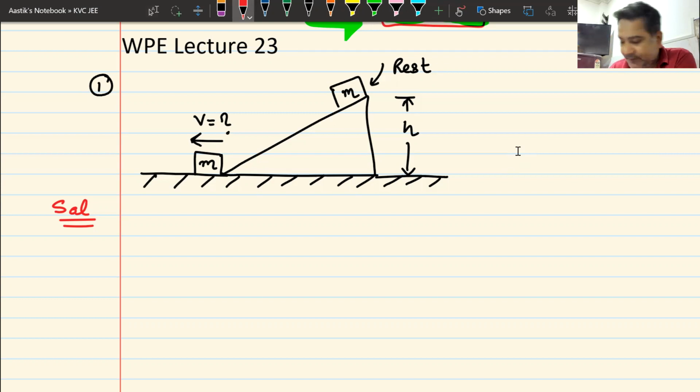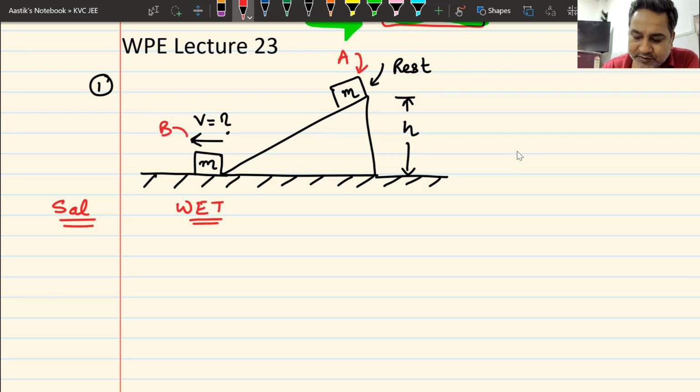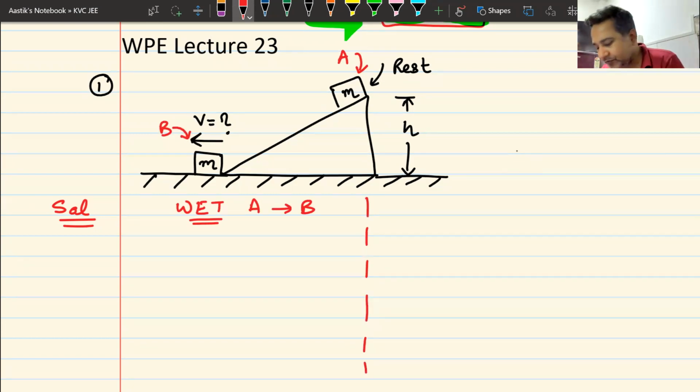The first way in which I'll be solving it is by applying the work energy theorem, WET. I'll call this point as point A and this point as point B. So I'll apply the work energy theorem from point A to point B. What does it state? Work done by all forces shall be equal to change in kinetic energy.